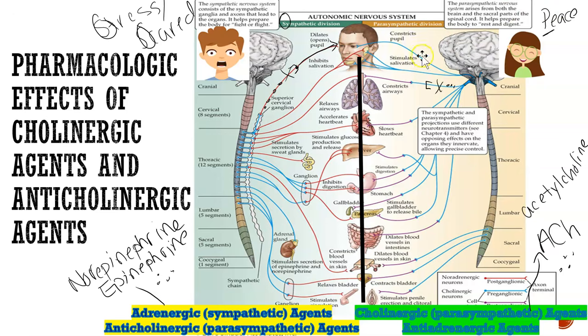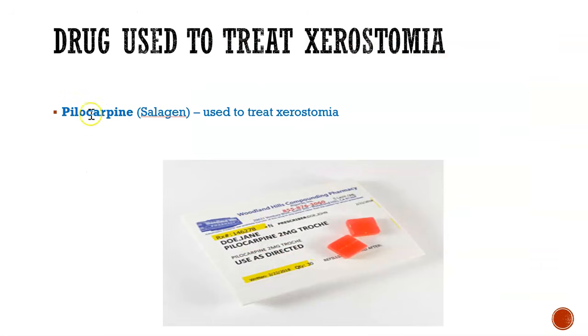Yeah, it would be this one because with the parasympathetic system, you get more salivary flow. So it is actually a cholinergic drug. That drug that we looked at, which is right here, is a cholinergic drug. Pilocarpine is a cholinergic drug that stimulates salivary flow. It's used to treat dry mouth.